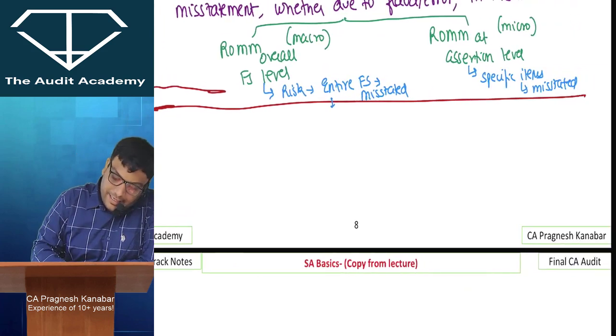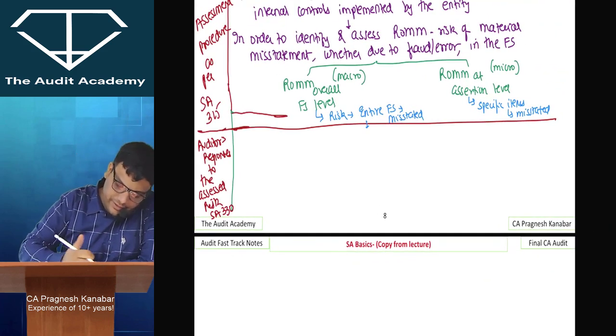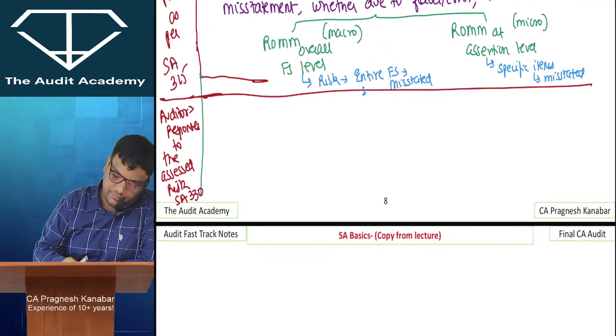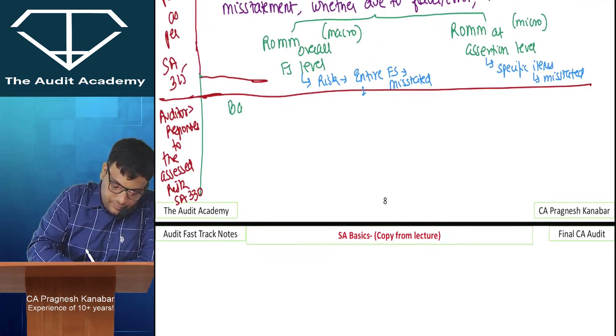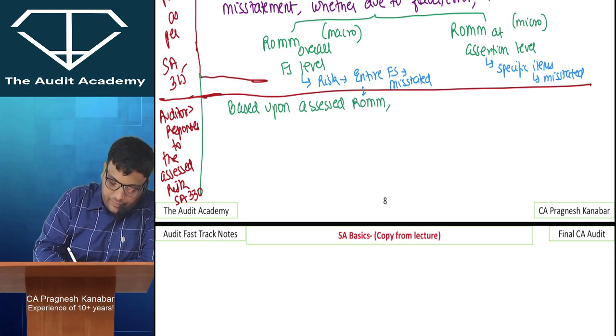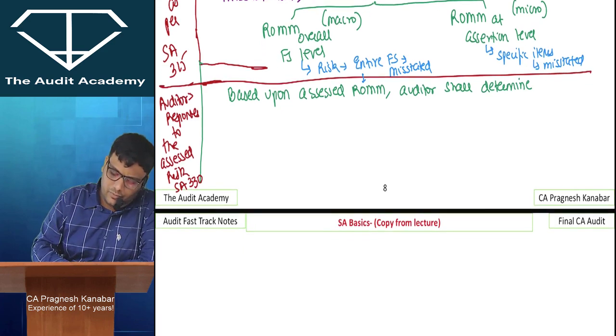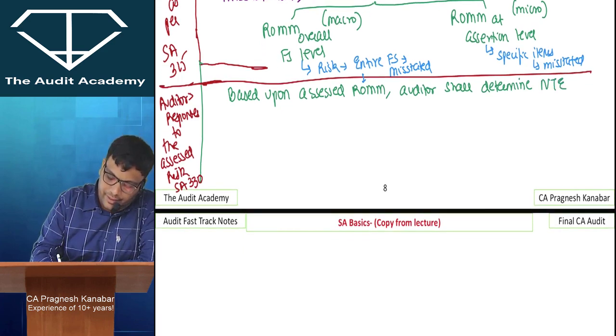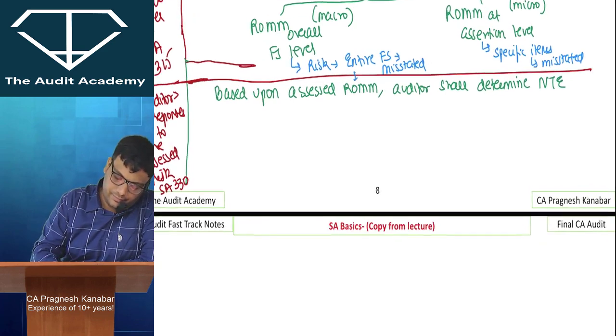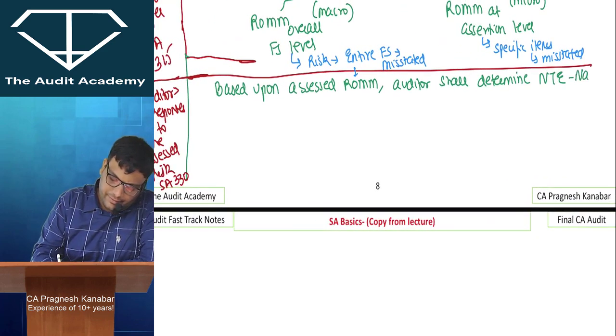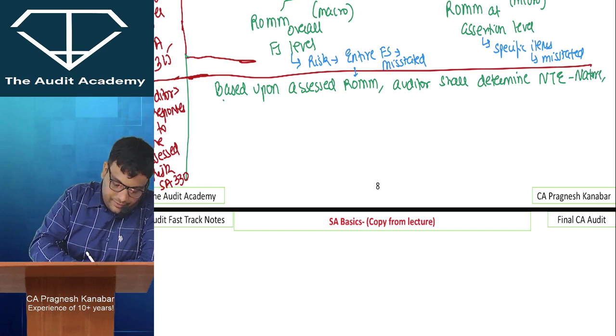Alright, write down now over here. So please draw one line. It should look as if this is the first half and the other one is the second half. Based upon assessed ROMM, the auditor shall determine NTE. Come on, tell me. Nature, timing and extent.